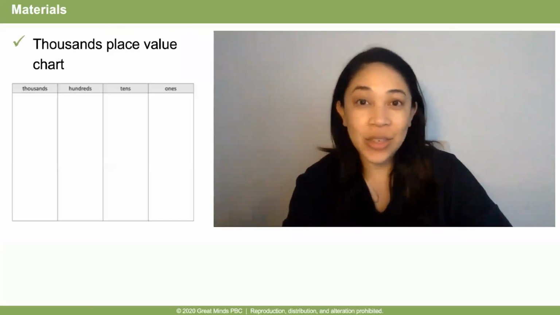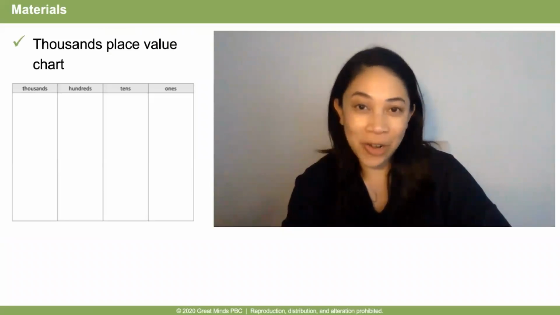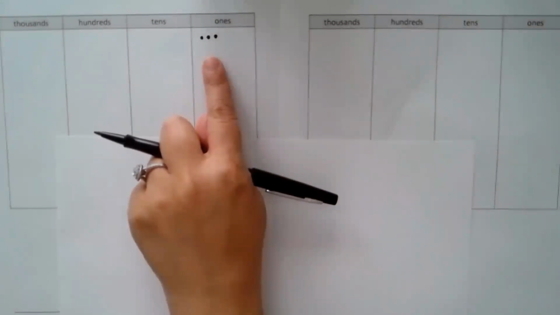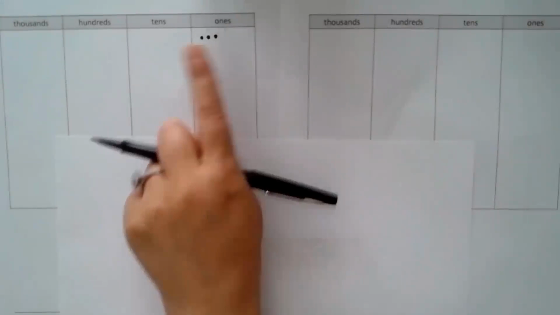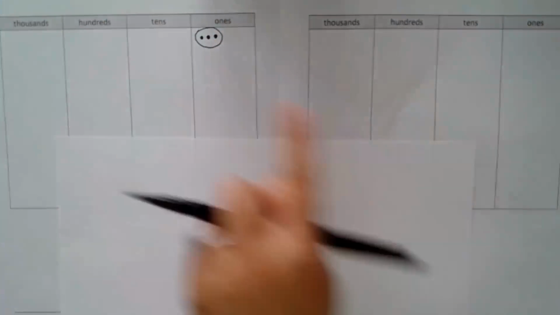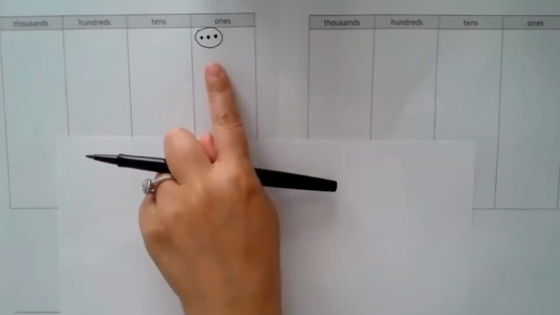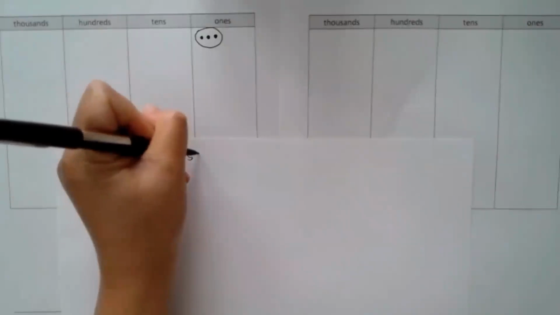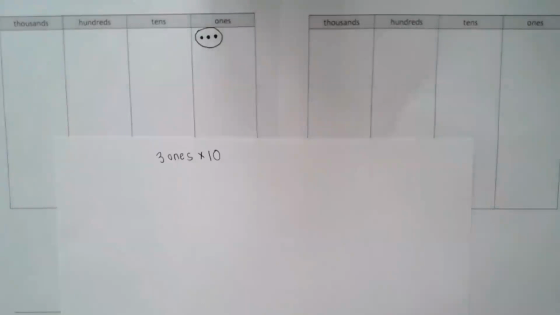For today's lesson, you'll need your thousands place value chart. How many do you see? 3 ones. How many groups of 3 ones do you see? There is one group of 3 ones. Suppose I wanted to multiply 3 ones by 10. How would I do that?